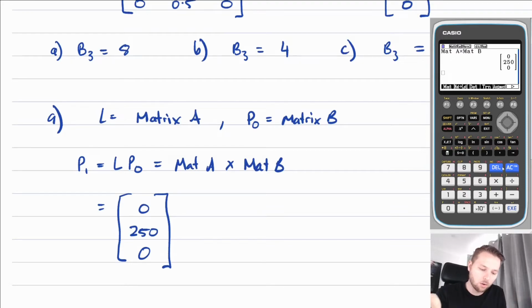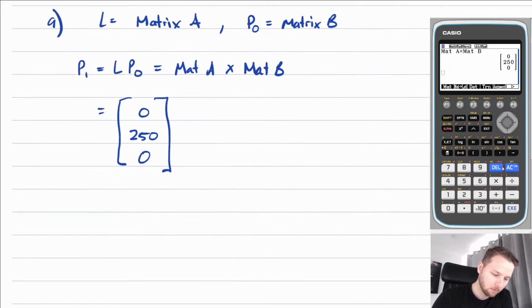But there were no seniors to create new babies. So there's no one in the first age range. Okay? Now let's have a look at P2, which is L to the power of 2, P0. Remember that. So that's matrix, well, we can use our brackets. So matrix A squared times matrix B.